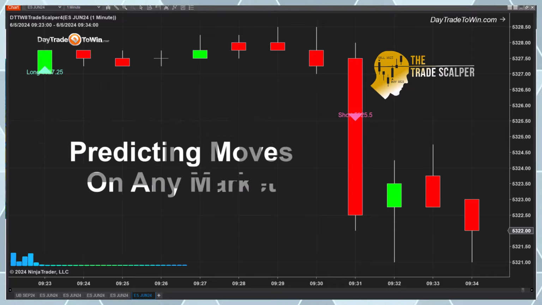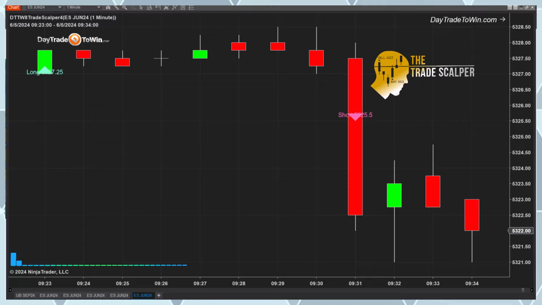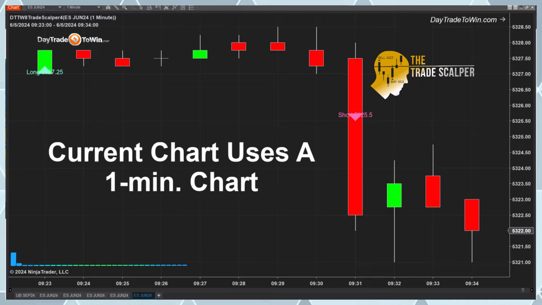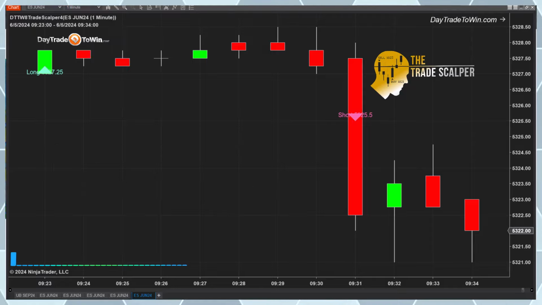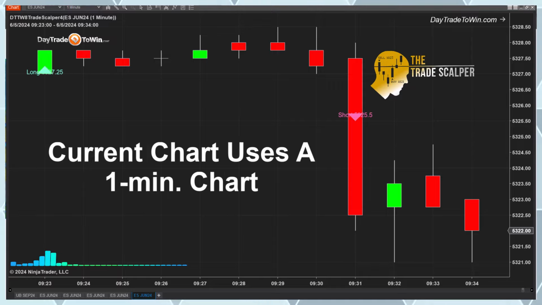In my example here, this is the E-mini S&P, but really this could be done on any market that you choose, whether it be the Dow or the NASDAQ or a currency. In my example here, this is today using the Trade Scalper software, and I'm not just focusing on the Trade Scalper software, I'm also focusing on the signal plus price action.